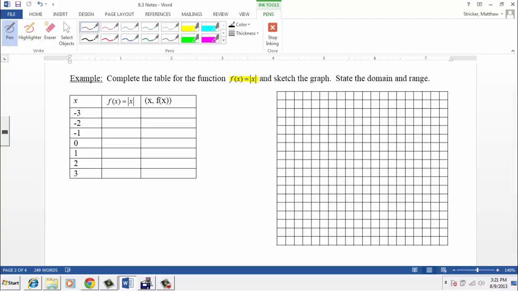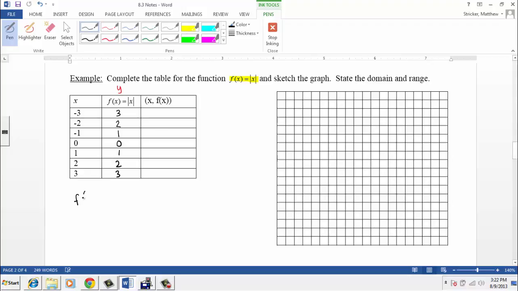If x is -3, then we would see that the absolute value of -3 is 3. If x is -2, the absolute value of that is 2. If x is -1, the absolute value of that is 1. And the absolute value of 0 is 0. The absolute value of 1 is 1. The absolute value of 2 is 2. And the absolute value of 3 is 3. Which really, these are like our y values.